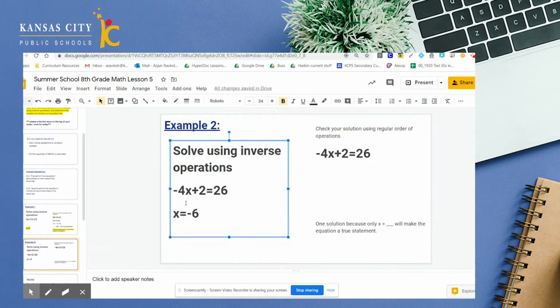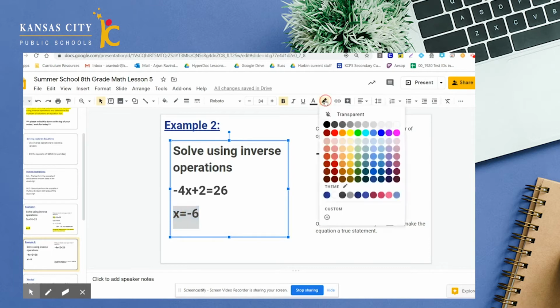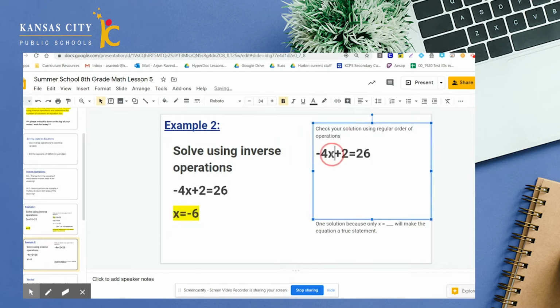Let's see if that's true. Again, any place we see the letter x, the variable x, we're going to plug in. We're going to use algebraic substitution and we're going to replace it. So now I'm just going to copy this really quickly. And instead of x, I'm going to put parentheses negative 6.